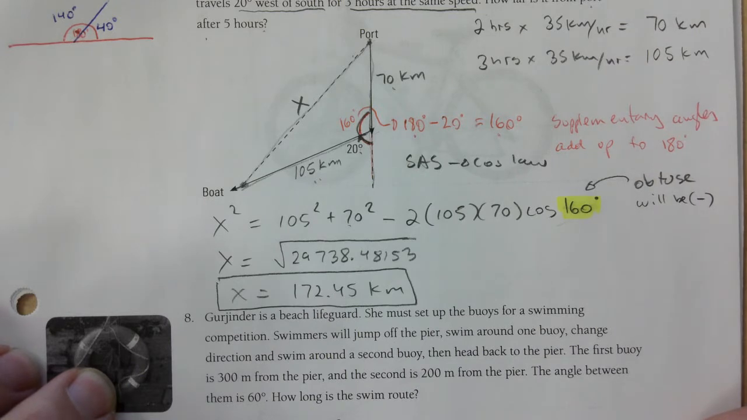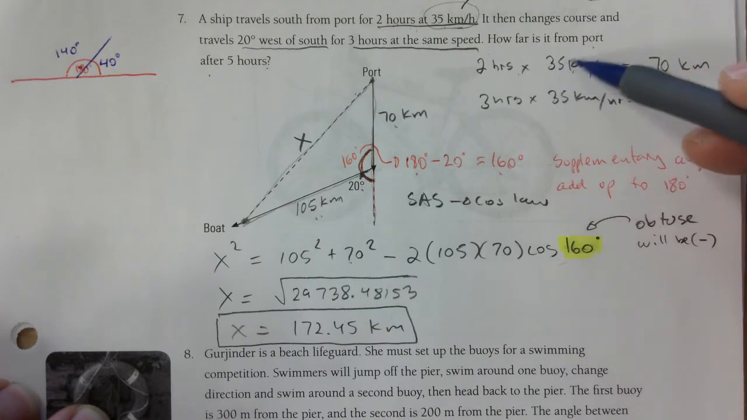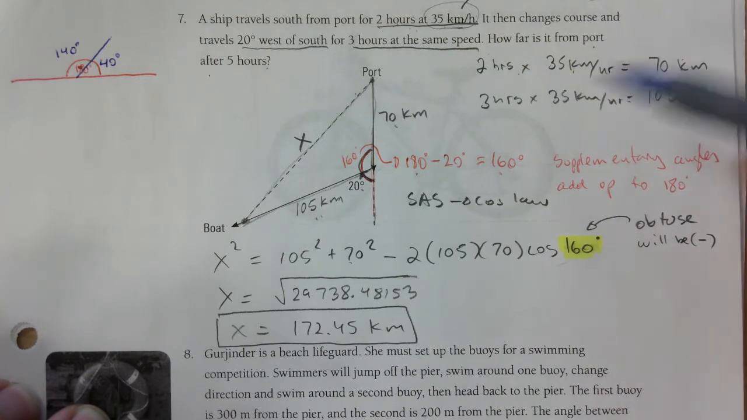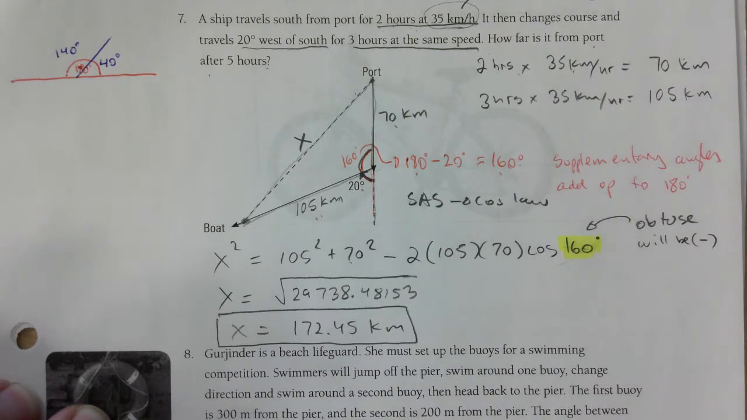Okay, so this is a good example. This has everything. It has some speed where you have to figure out the distance. It has supplementary angles, right? So it's the whole, all components included. It has an obtuse angle, right?